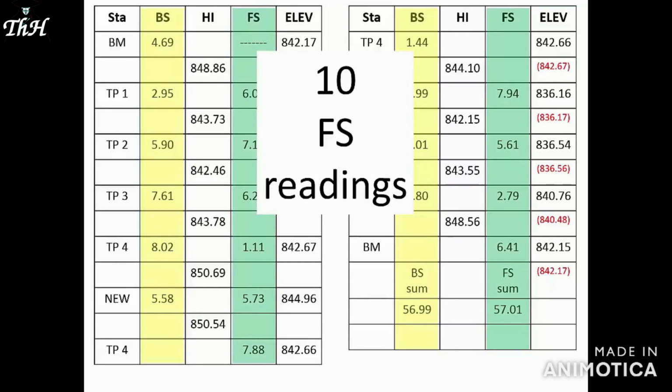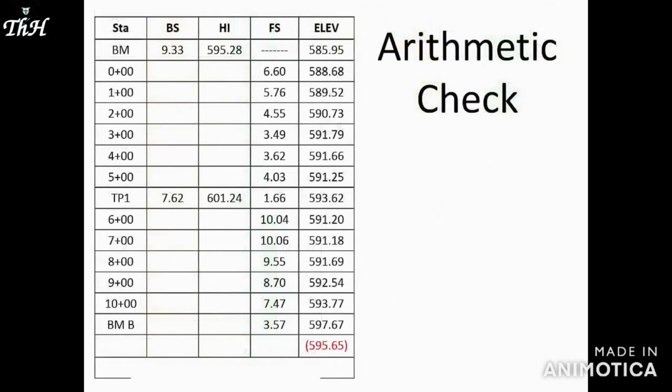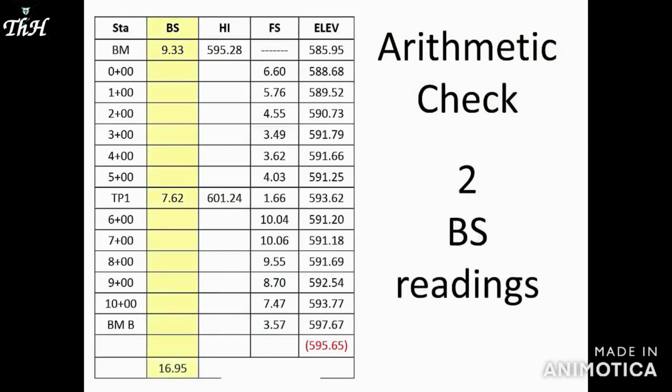So now for profile leveling, the same pattern applies. In our profile leveling circuit, we had 2 setups and thus 2 backsight readings. Here, the sum of the backsights is 16.95 feet. Now we need to sum 2 foresights. But which two foresights must we choose? If we add up all 13 of them, that total just won't be reasonable.